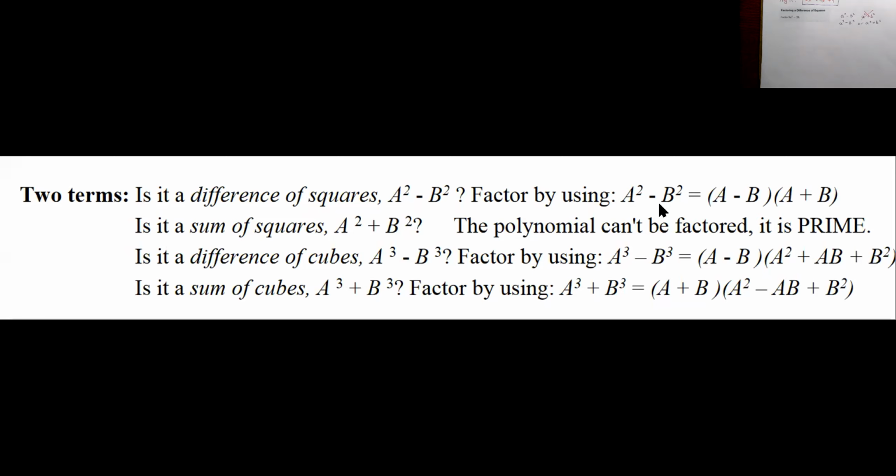So if you have a difference of squares, a squared minus b squared, then it's factored into a minus b multiplied by a plus b. Now, if you have a sum of squares, the polynomial cannot be factored, it's prime, just like we mentioned. If it's a difference of cubes, it's gonna follow the difference of cubes formula. And if it's a sum of cubes, it's gonna follow the sum of cubes formula. Okay, these formulas, I'm sorry guys, but you do have to memorize them.